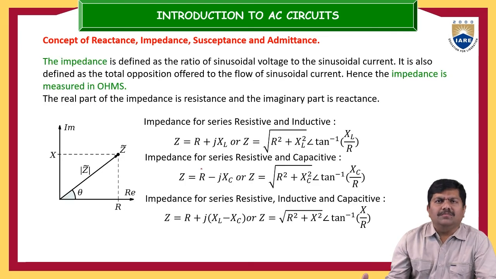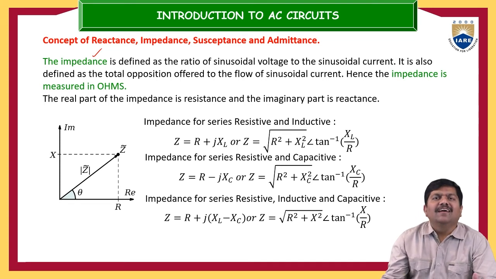Now, the total opposition offered by the circuit or its elements to the incoming alternating voltage or current is known as the impedance. The impedance is defined as the ratio of sinusoidal voltage to sinusoidal current. That is, for the total voltage, how much current it drives into the circuit. From the basic Ohm's law, the ratio between voltage and current is known as the total impedance.